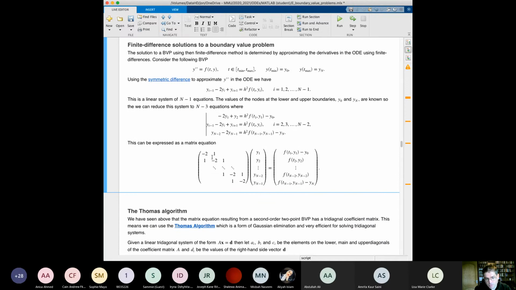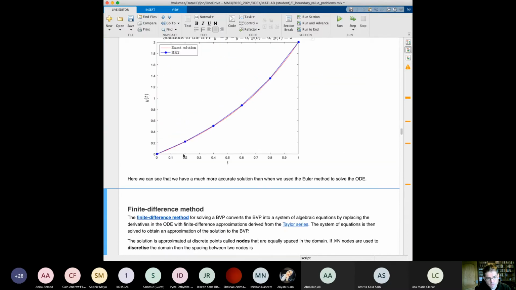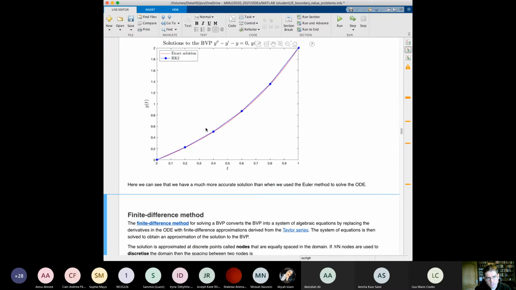So if we can solve this linear system, we can find the values of y1, y2, etc. And these are individual values. So let's say we were solving this using the finite difference method. This would be y0, that would be y1, y2, y3, y4, and y5.